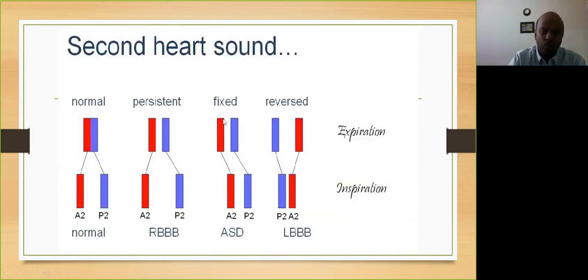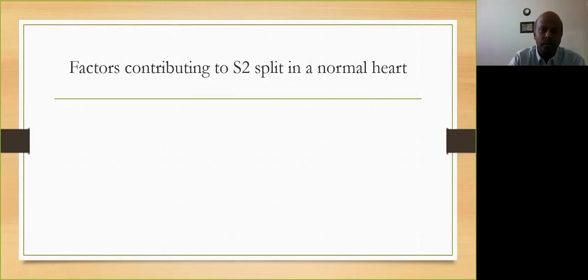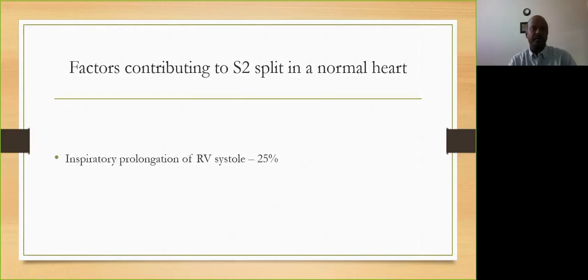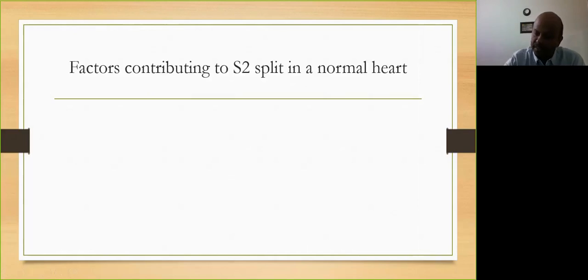Now, we need to understand why this happens, and to understand the reason behind it in an atrial septal defect. So, what are the factors contributing to an S2 split in a normal heart? There are three main factors. I would like you to list them, the most important one as the first one. Hangout interval. That is correct.